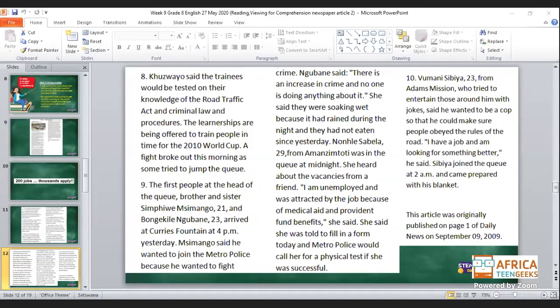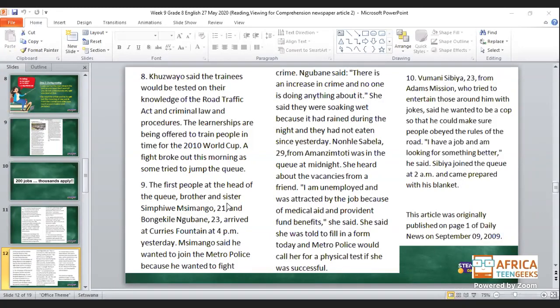The first people at the head of the queue, brother and sister Simpiwe Musango, 21, and Bongile Ngobana, 23, arrived at Curie's Fountain at 4 p.m. yesterday. Musango said he wanted to join the Metro Police because he wanted to fight crime. Ngubane said there is an increase in crime and no one is doing anything about it. She said they were soaking wet because it had rained during the night and they had not eaten yesterday.